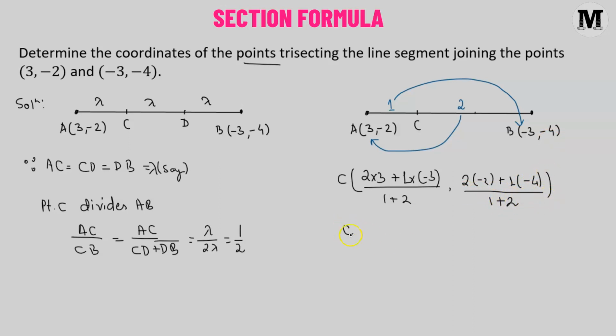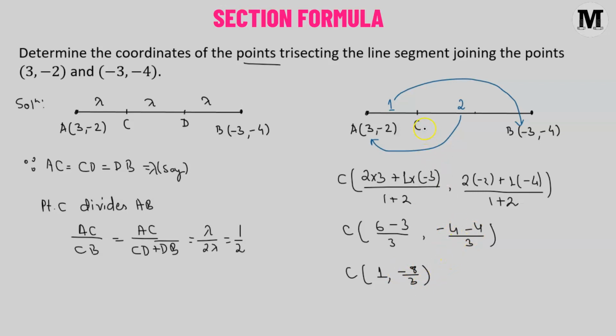So for C, we have 2 times 3, that's 6, and 1 times -3, so that's -3, divided by 3. Then we have 2 times -2, so that's -4, and 1 times -4, so that's -4, divided by 3. Further simplification gives us 6 minus 3, that's 3, and 3 divided by 3 gives us 1. Then we have -4 minus 4, that's -8, so we have -8 divided by 3. So that's going to be the coordinate of point C: (1, -8/3).